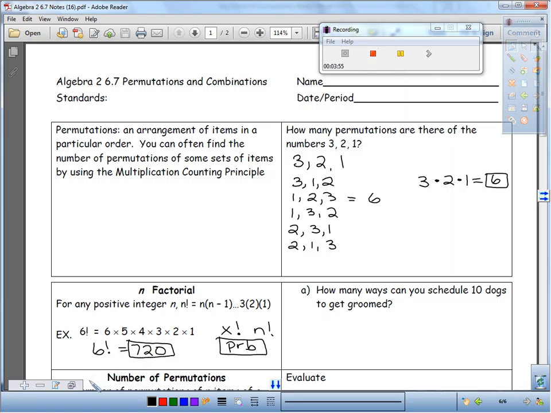Did you want to write out 720 different ways to arrange that? No. So that's why we have a wonderful button for it. Thank you, people who can program our calculators. So now, how many ways can we schedule 10 dogs to be groomed? Again, that's just 10 factorial: 10 times 9 times 8 times 7 times 6 times 5 times 4 times 3 times 2 times 1.